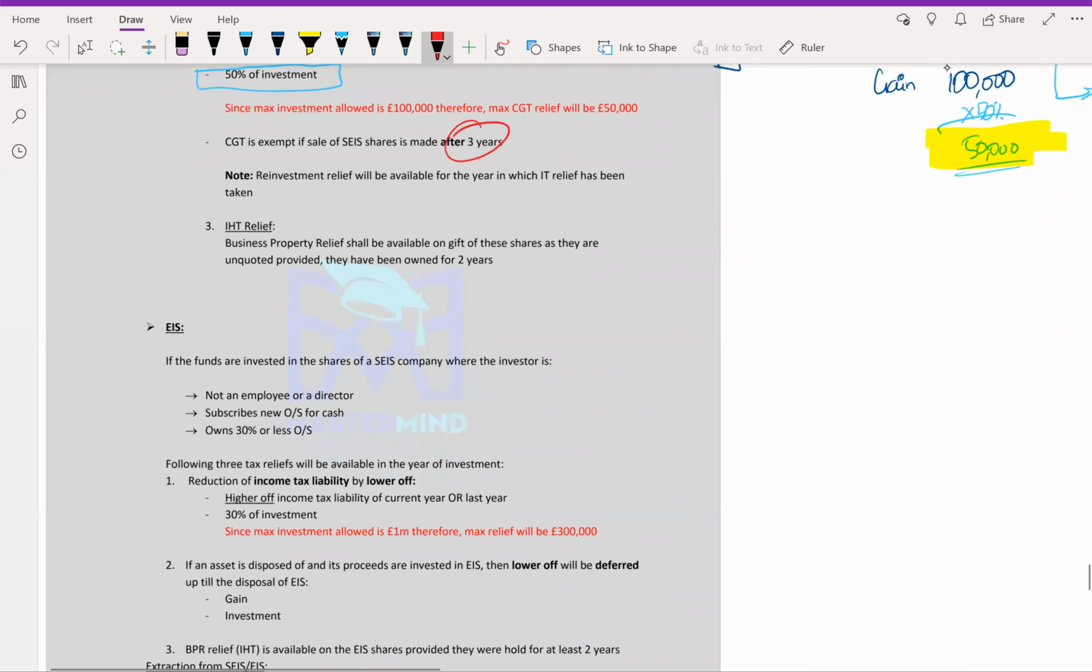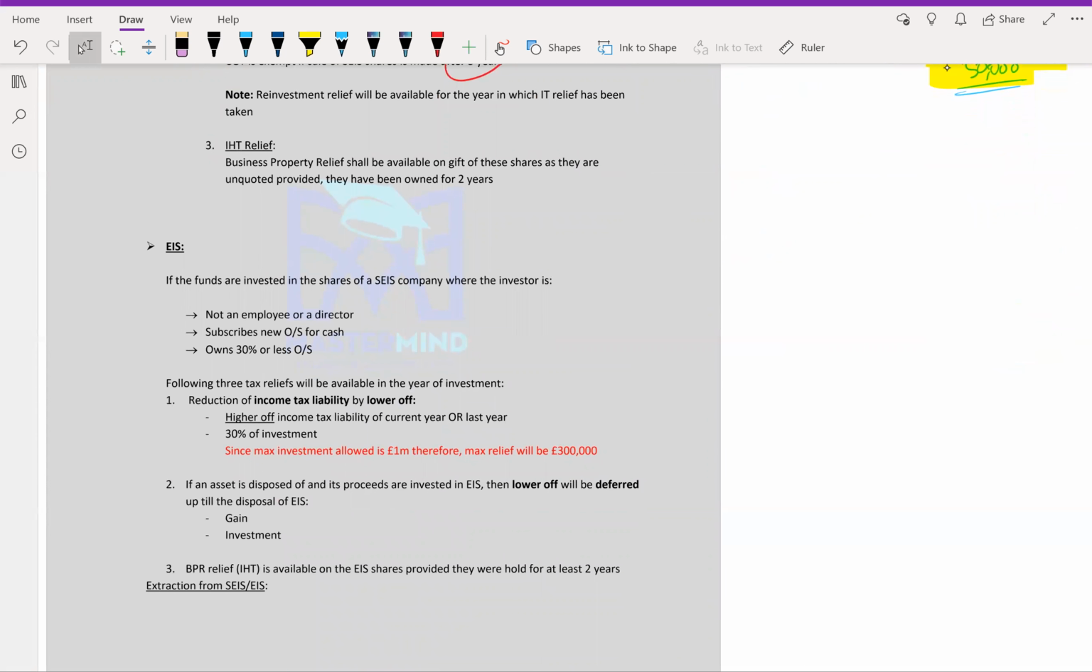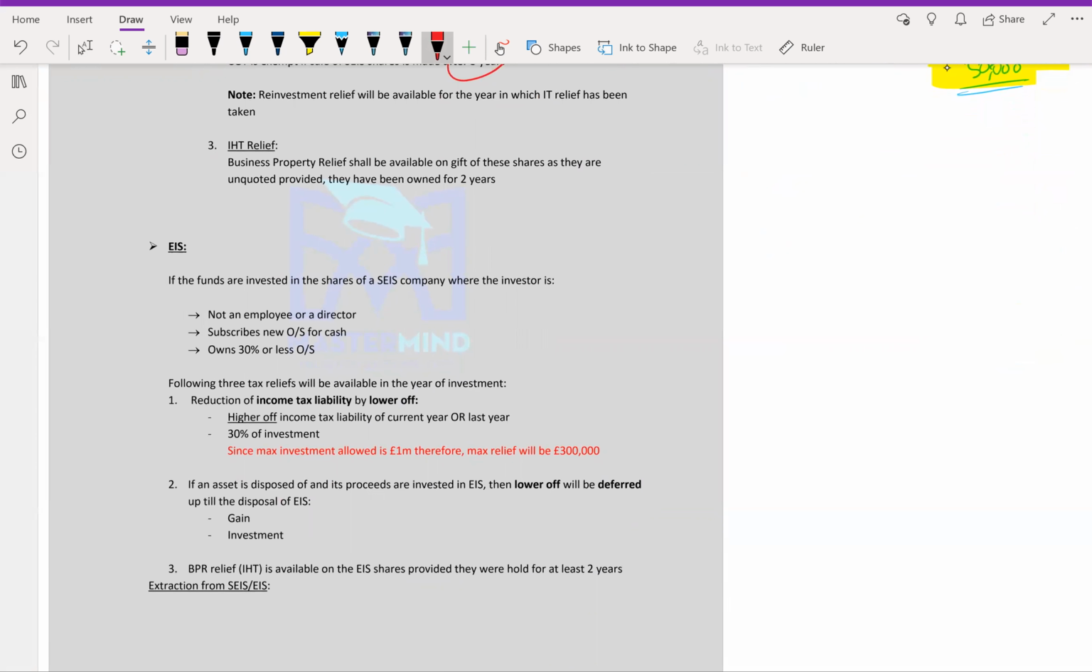All right. IHT relief, BPR, shall be available on a gift of these shares as they are unquoted, provided they have been owned for 2 years. Just try to remember it, just try to memorize it. We will be discussing it later in the IHT topic.